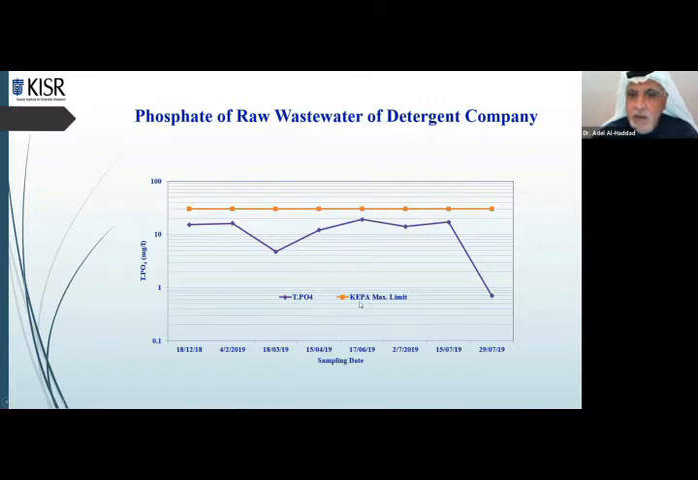For EPA, we have a maximum limit of around 30 milligram per liter, the orange color. You can see that these are recent results from 2019, okay? All the readings are below the standard, which means this water without treatment can be used for irrigation purposes without any treatments.